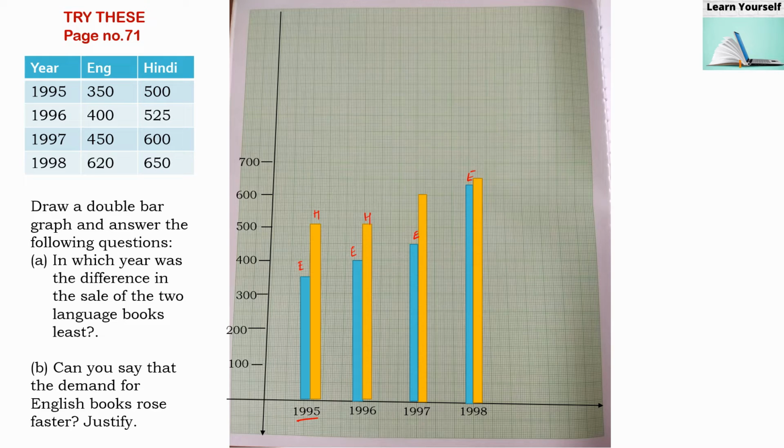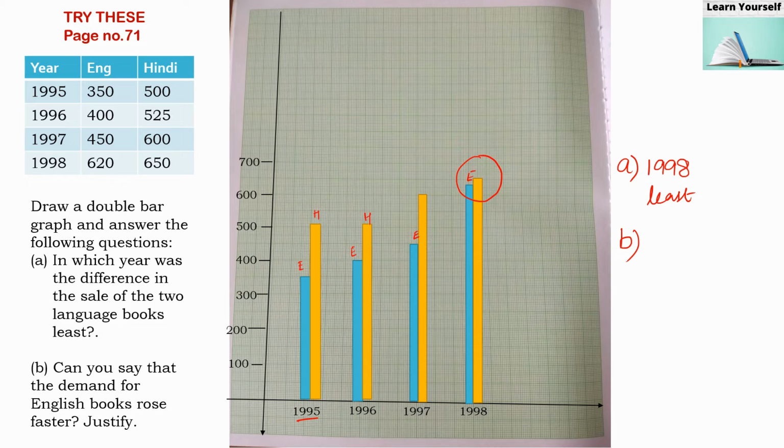In which year was the difference in the sale of two language books least? Where you can see the difference is very less. So here we can see the difference is least. So the answer for the first question is in the year 1998, the difference was least between the sale of two language books. Then question number B.